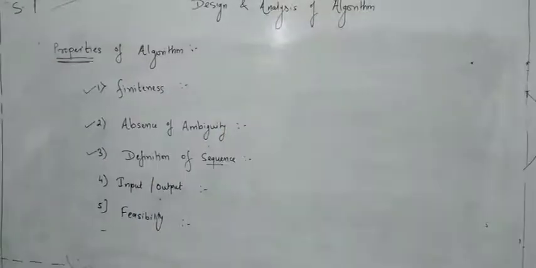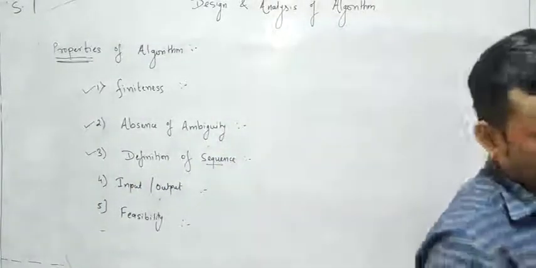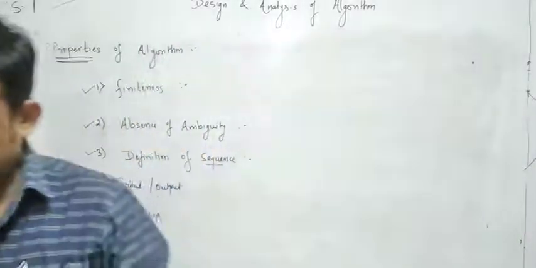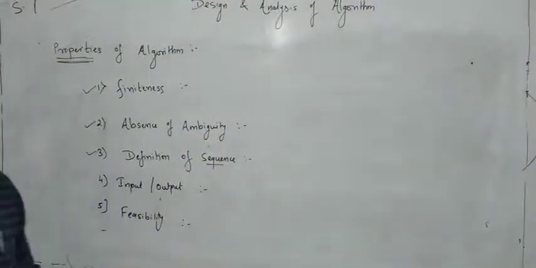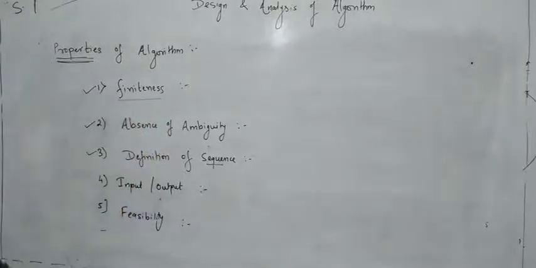So the first one is finiteness. Students, when we define an algorithm, the steps in the algorithm are always finite, and that will give the finite output. So in finiteness, an algorithm must be complete after a finite number of instructions have been executed.